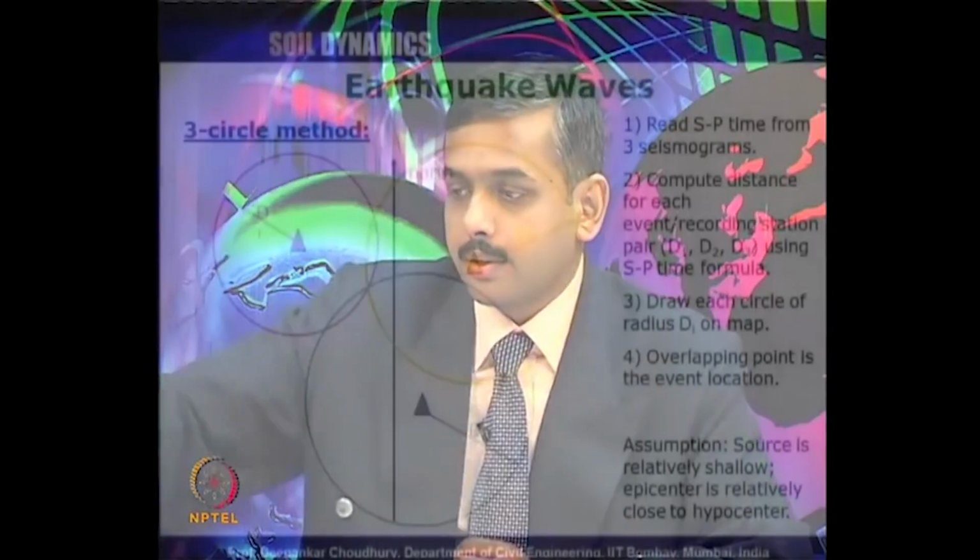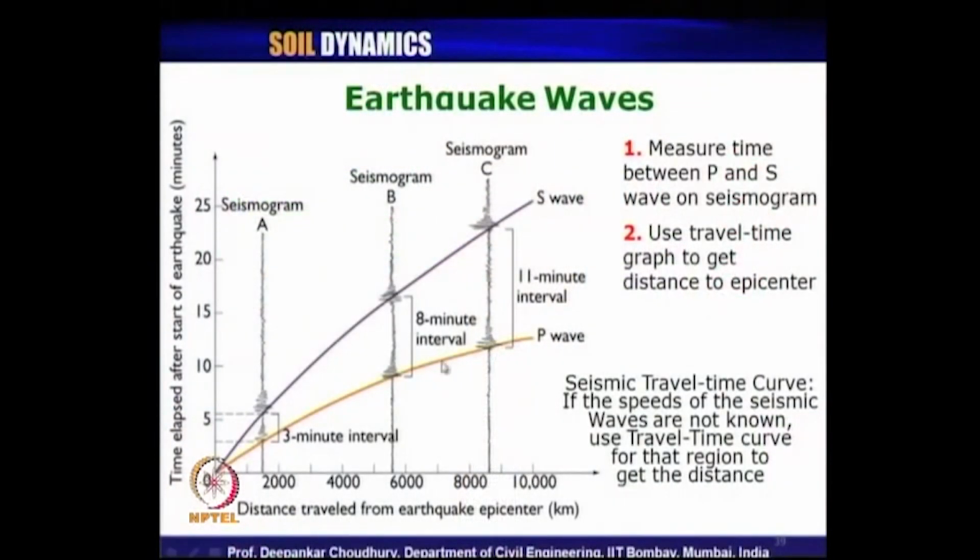This is the way, because the waves travel, and P wave and S wave have a substantial difference in their velocity, and that is why in their arrival time. So, that is how we can compute the location of the earthquake epicenter in this way.